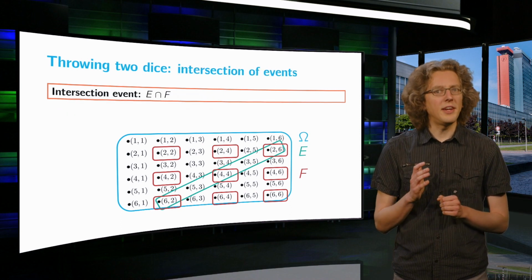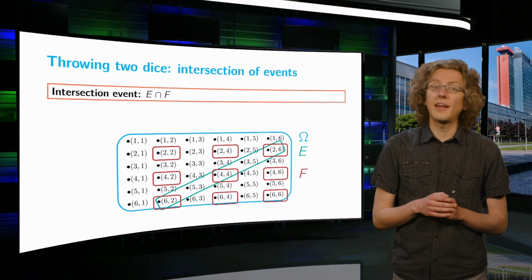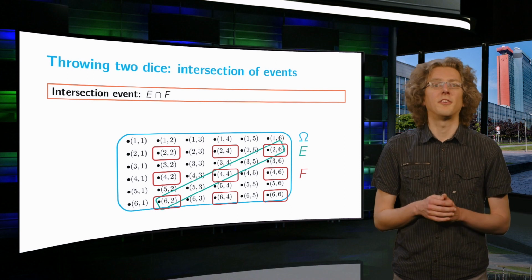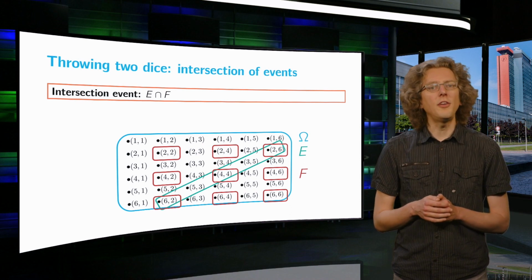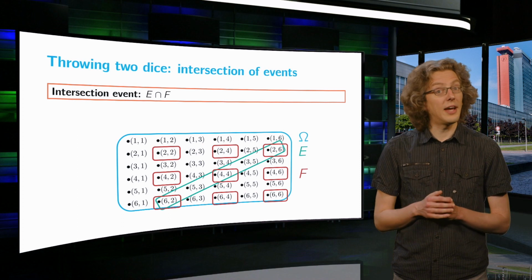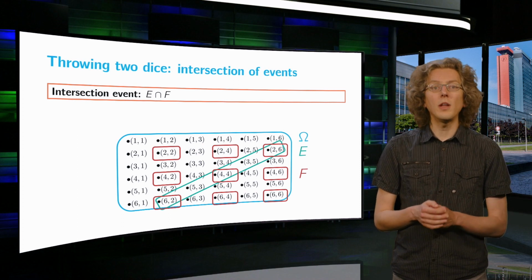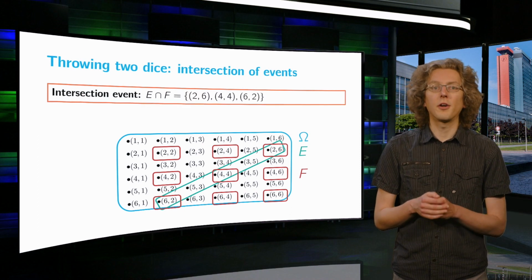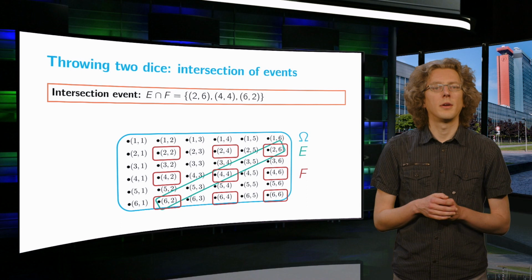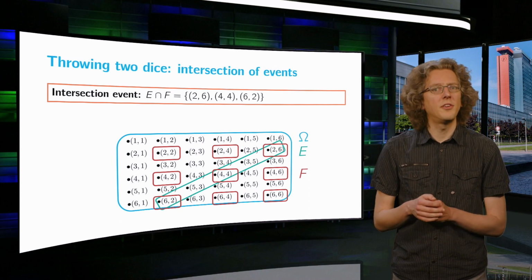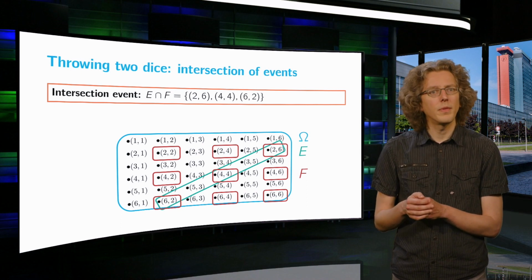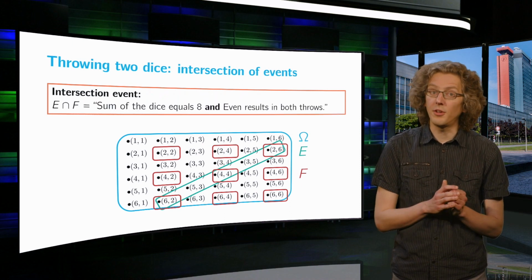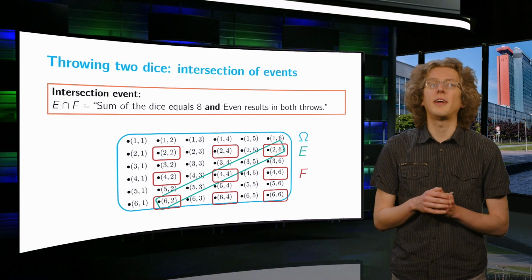In set theory, the intersection of two sets is again a set, containing all the elements which are in both of these sets. So, in our case, the intersection of two events is again an event, containing all outcomes which are in both events. Here there are 3 such outcomes. Now, can you describe this event in words? Yes, it is the event where both dice give an even result and their sum is 8.